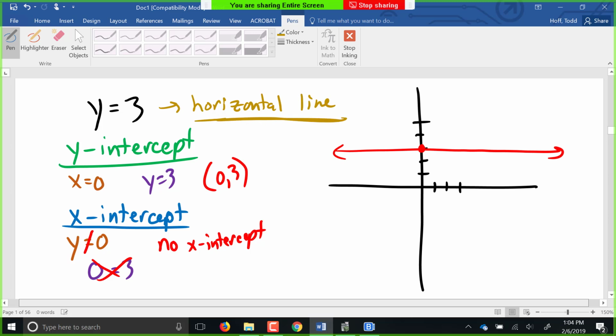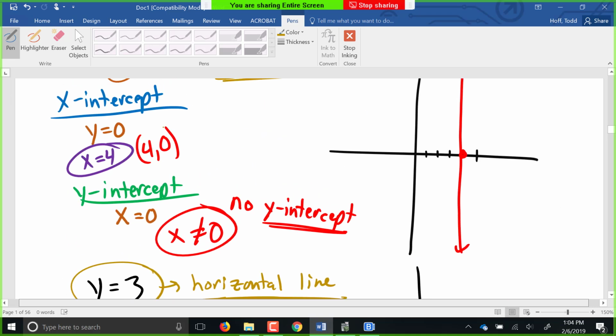Now, if you think about it, it makes sense. Y equals 3. Well, what's the y-coordinate of that? 3, right? What's the y-coordinate of that? 3. Every point on that line, y equals 3.